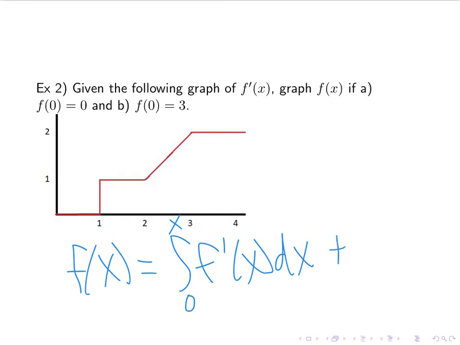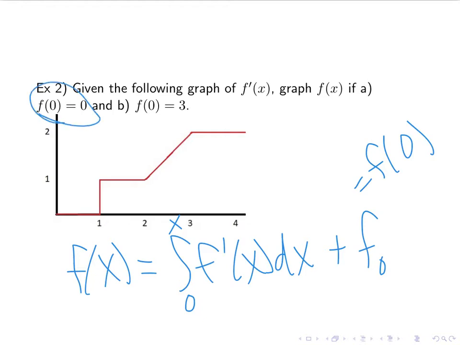And then we need to add to it our original function, or f naught, also sometimes just referred to as f0. It's the same thing. F naught is our initial point, which is f0. So here we have, given the following graph of f prime of x, graph f of x if a, f of 0 equals 0, and b, f of 0 equals 3.